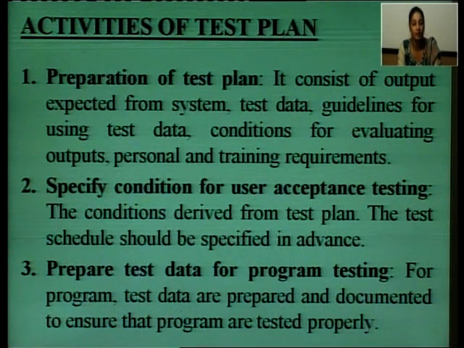Now, specifying conditions for user acceptance testing. This is the second phase of activities. These conditions drive the test plan; now we put the test plan into action. The test schedule should be specified in advance. In this phase we decide the time interval and the time slot for the testing.